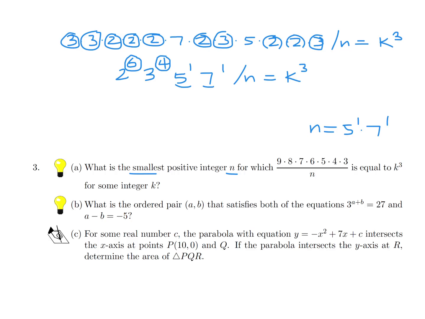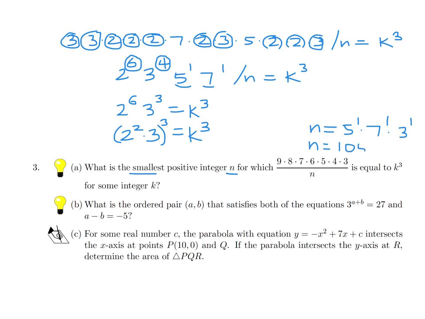Well, the 6 is a multiple of 3, so that's good. But I need to get rid of at least one of those 3's. And when that happens, this would leave 2 to the power of 6, 3 to the power of 3, and that is indeed a perfect cube. It's basically 2 to the power of 2 times 3, all cubed. Let me think about this for a second. So now they want the actual value of n, the number, and that's just 105.